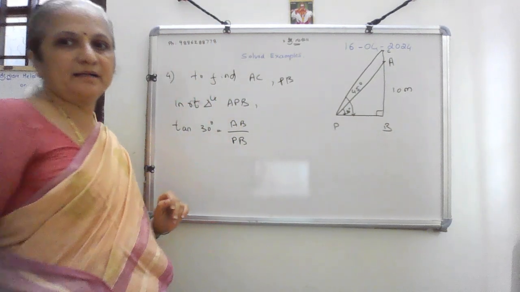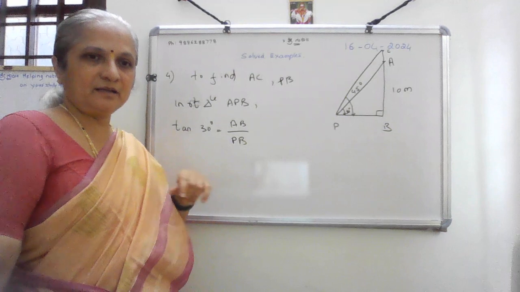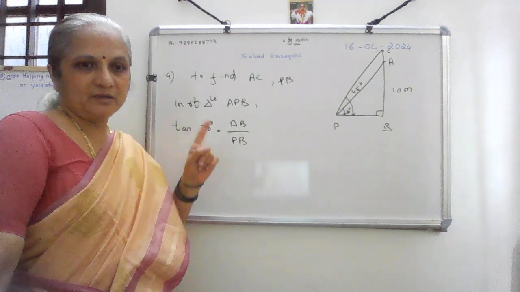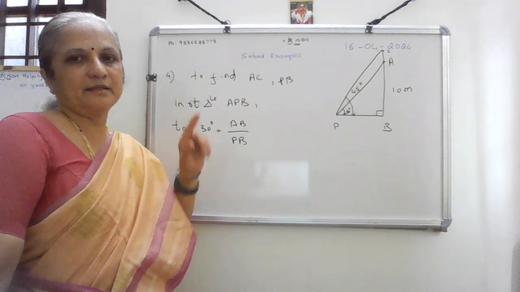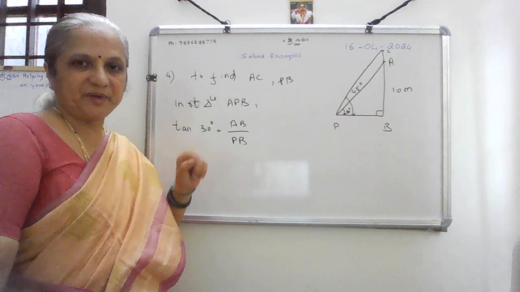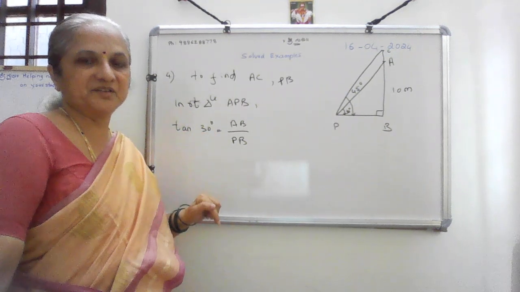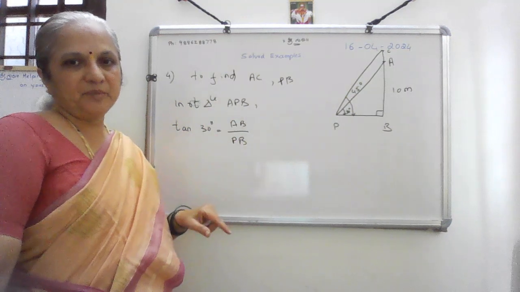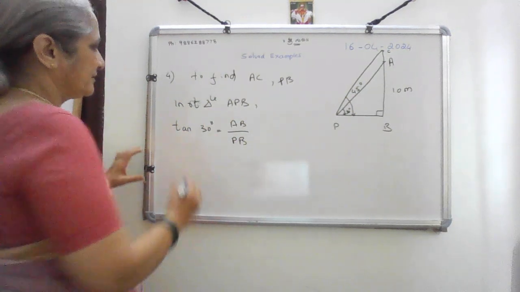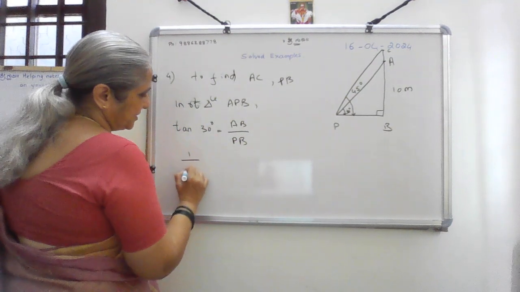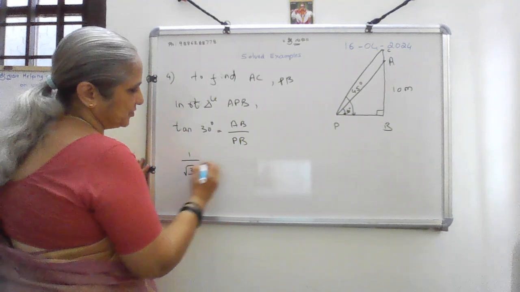But what is tan 30 degrees? Recall the diagram: an equilateral triangle where the angle is divided by a perpendicular, which gives 30 degrees. For tan 30, the opposite side is 1 and the adjacent side is root 3. Therefore tan 30 degrees is 1 upon root 3.